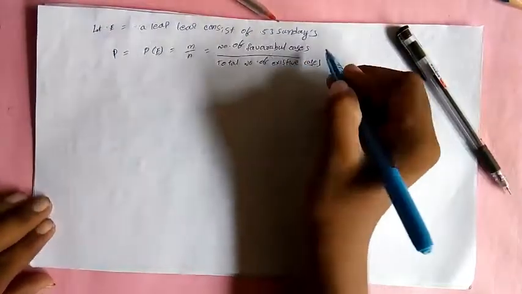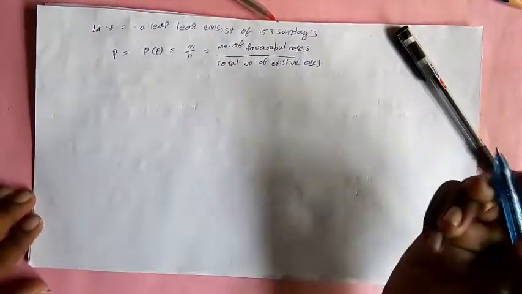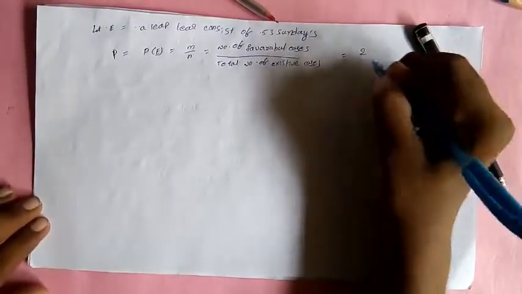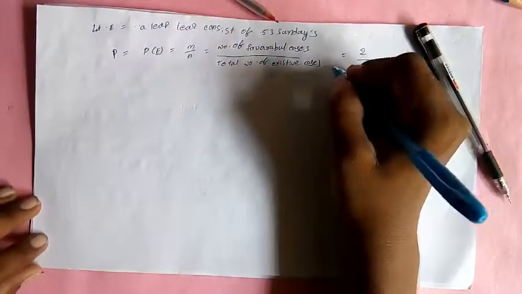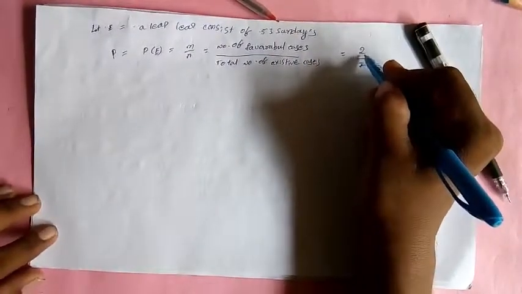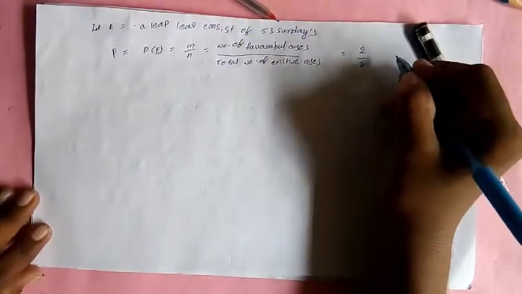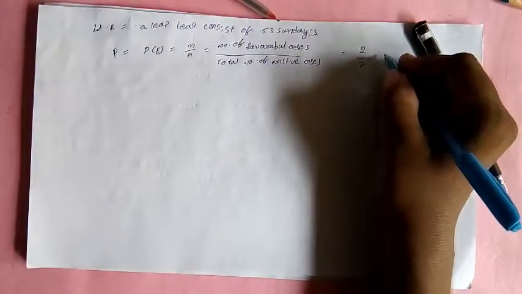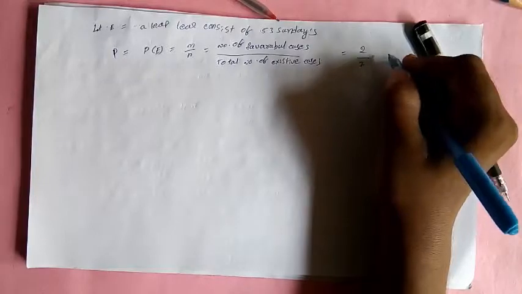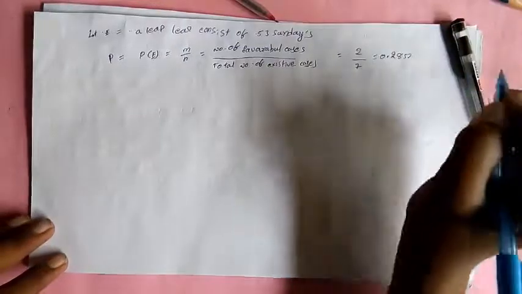Here the number of favorable cases is only two: one is Sunday and Monday, and the other is Saturday and Sunday. So it is 2 divided by the total number of exhaustive cases, which is 7. Within 7 we have only two favorable cases. If we calculate, 2 by 7 is equal to 0.2857.